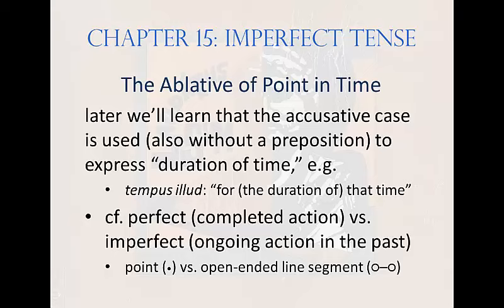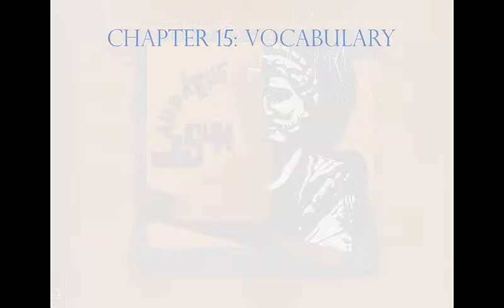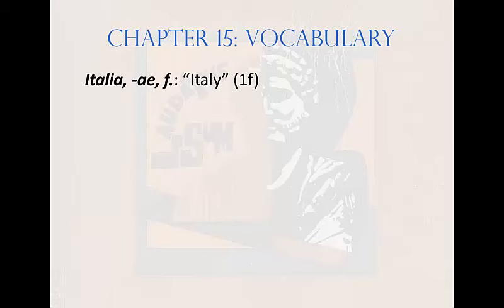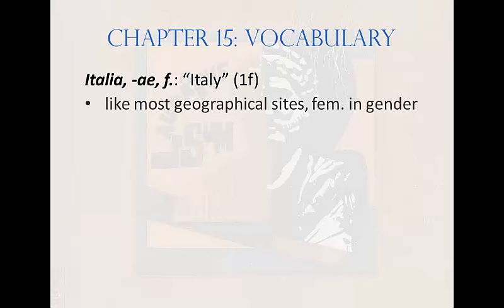And that's it. That's the end of the grammar for this chapter. How beautiful is life! On to the vocabulary. The first word is Italia, Italiae, feminine. It means Italy. It's a first declension noun, and it's feminine in gender, a gender it shares with many nouns in Latin which indicate geographical sites. Roma, Asia, urbs, terra, patria.